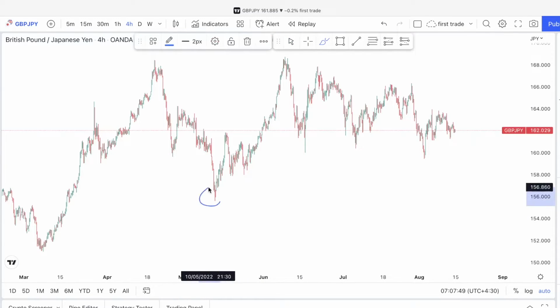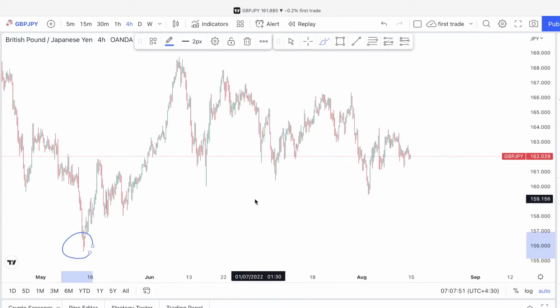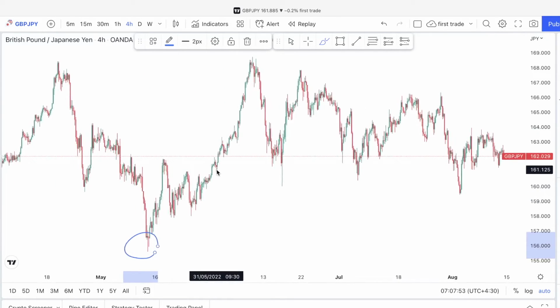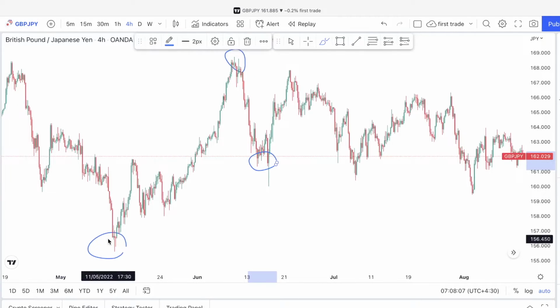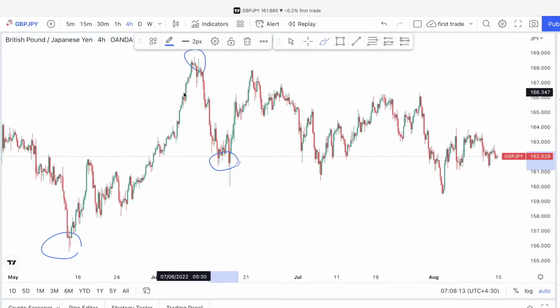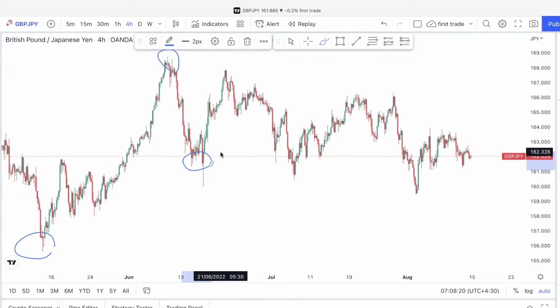For example, here as you can see, or here, or here. So all these points are reversal points. We had a downtrend here and then the trend reversed and the uptrend begins. Then here we have an uptrend and the trend just changed downward, and here the same.